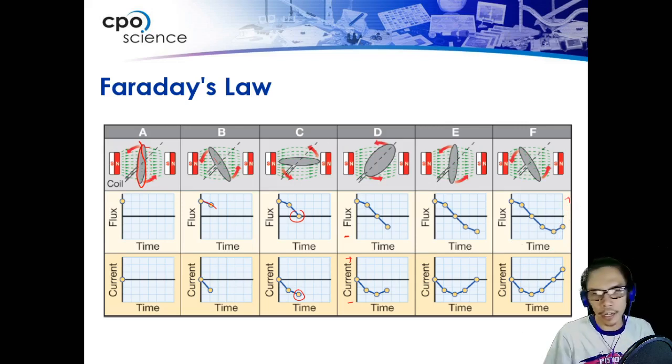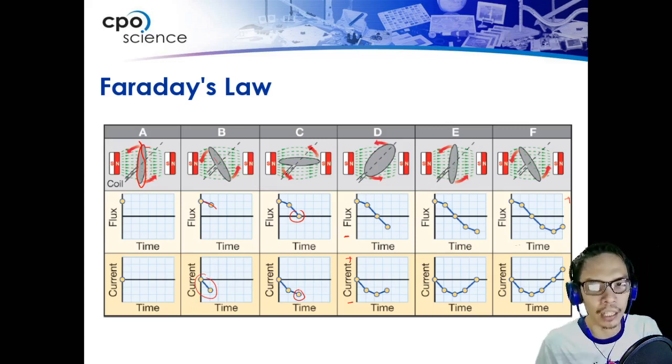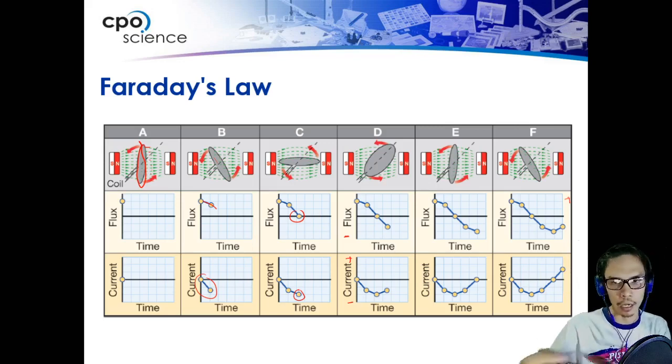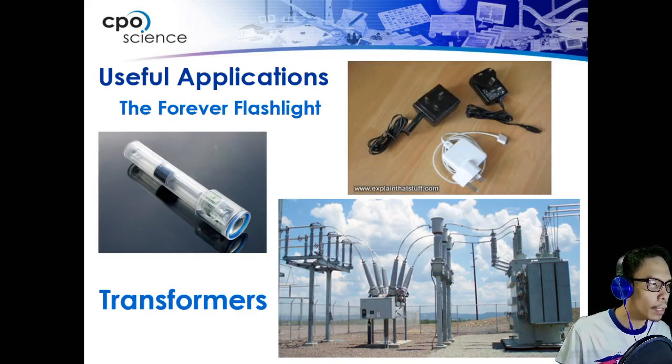Alright? So that is how the area of the loop affects the amount of magnetic field that is interacting with the loop of wire, thus also affecting the current produced in the process. So that is how Faraday's law of electromagnetic induction works in this diagram.